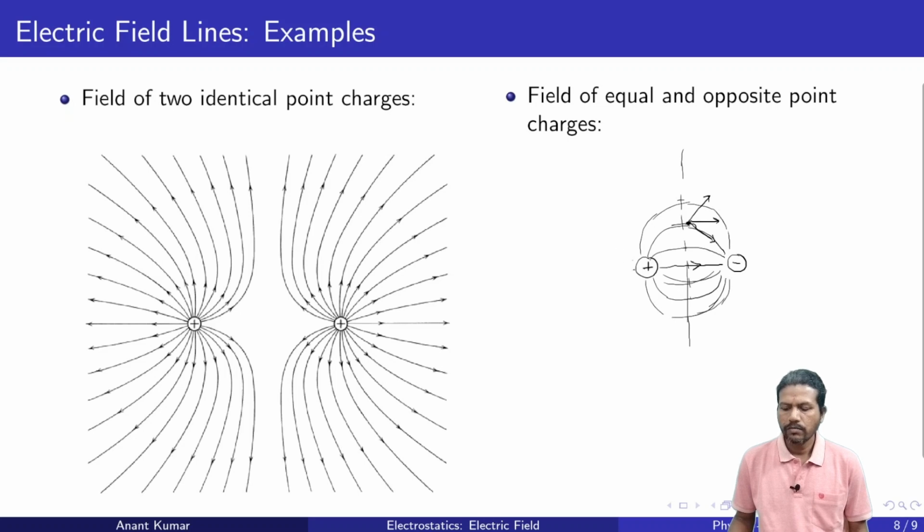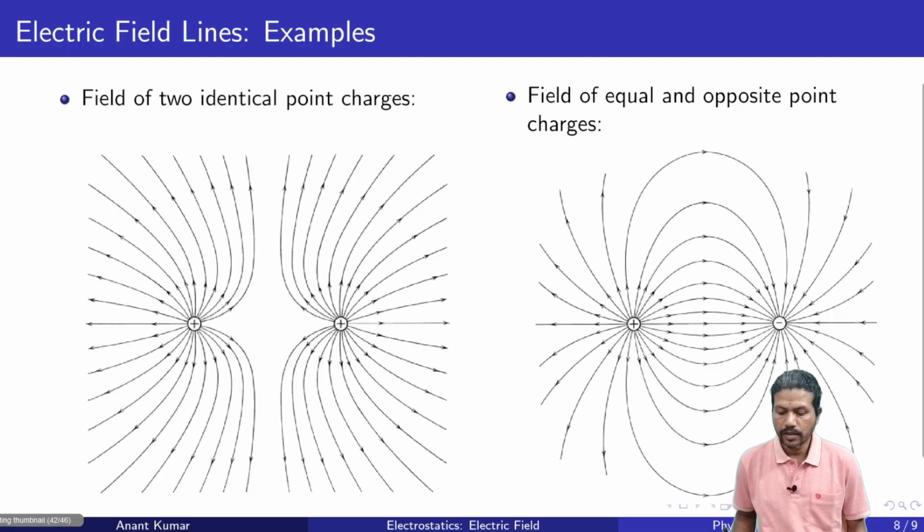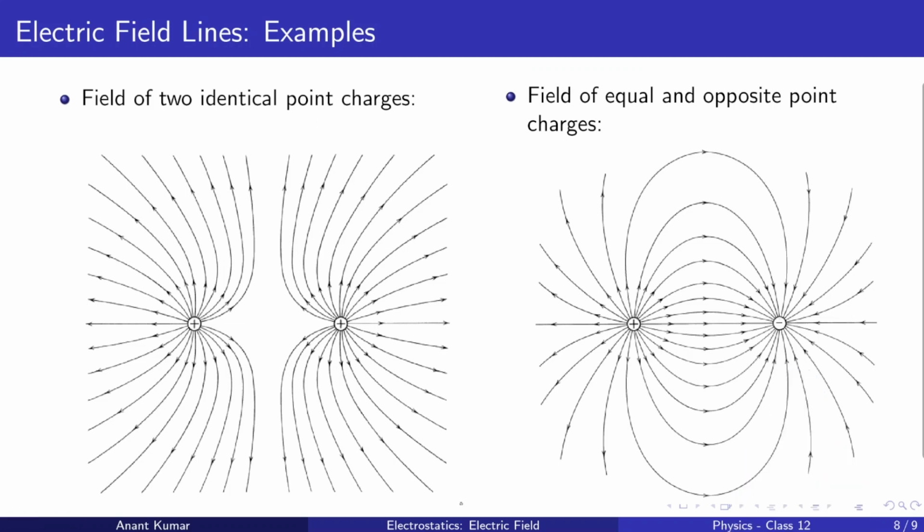Obviously, if I take this side, this will be going entirely into this charge, and we can just keep on drawing a number of lines. The result is that we end up getting something like this pattern. Fine. That's for equal and opposite point charges.